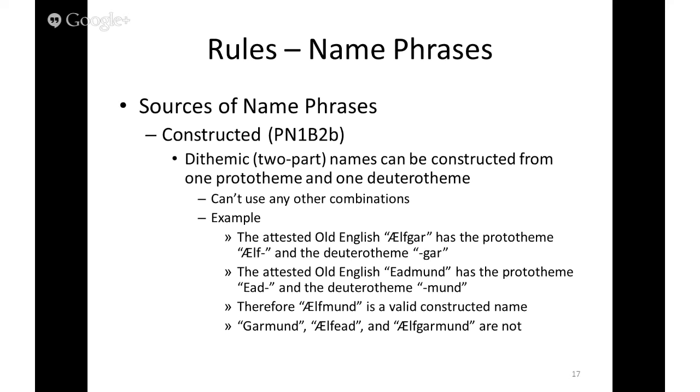Old English is probably the most common use of this construction method, but other languages do use them as well. Again, there's no master list. You just kind of have to know the languages and know the naming patterns.